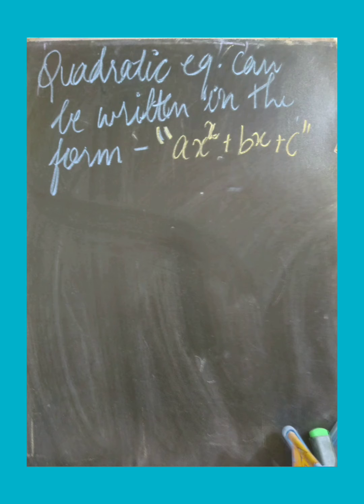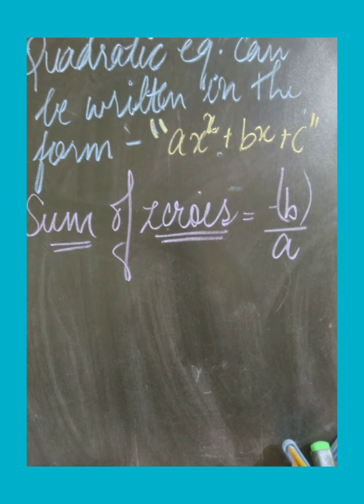As I have told you, a quadratic equation can be written in the form ax square plus bx plus c. When we have to find the sum of zeros, like in the example where I took out the two zeros of a quadratic equation, similarly we can take out the zeros of any quadratic equation, and we can find the sum of zeros without calculating the zeros. So the sum of zeros is minus b upon a. Here b is the coefficient of x and a is the coefficient of x square. So we have to take minus b upon a.